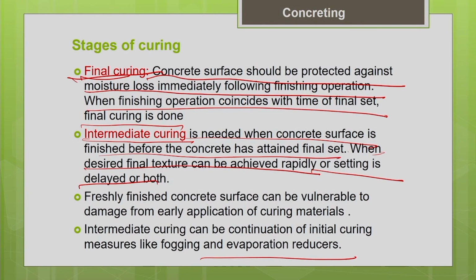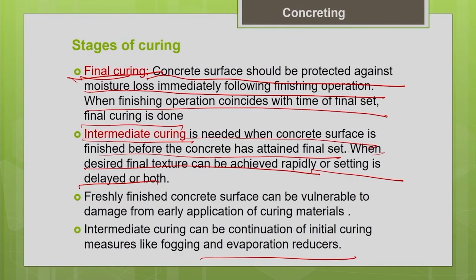So, what we do is some intermediate curing. Either you can continue your initial curing itself, which we call intermediate curing. You can do some fogging or spray some evaporation reducers. Those things you can try as intermediate curing before the final set of the concrete.